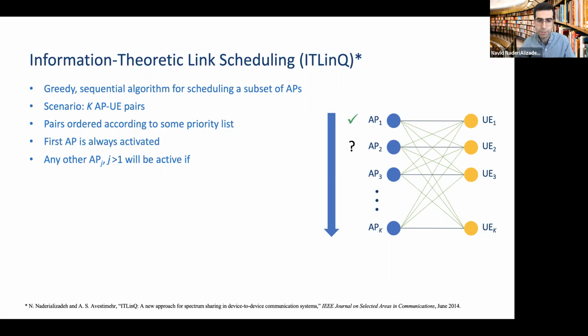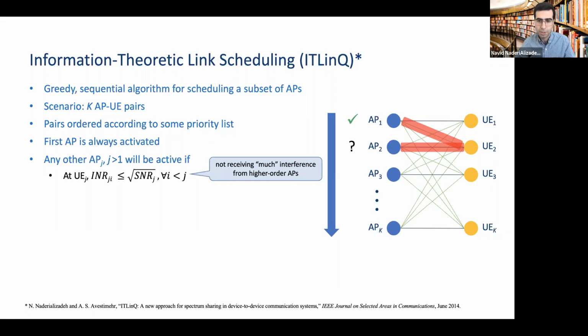But going down the list, we look at each access point UE pair, and then we check the interference that that UE is getting from the higher order APs and the signal to noise ratio of its own link to its own AP. And then we check whether its interference to noise ratio satisfies this condition, basically being less than or equal to the square root of its own SNR.